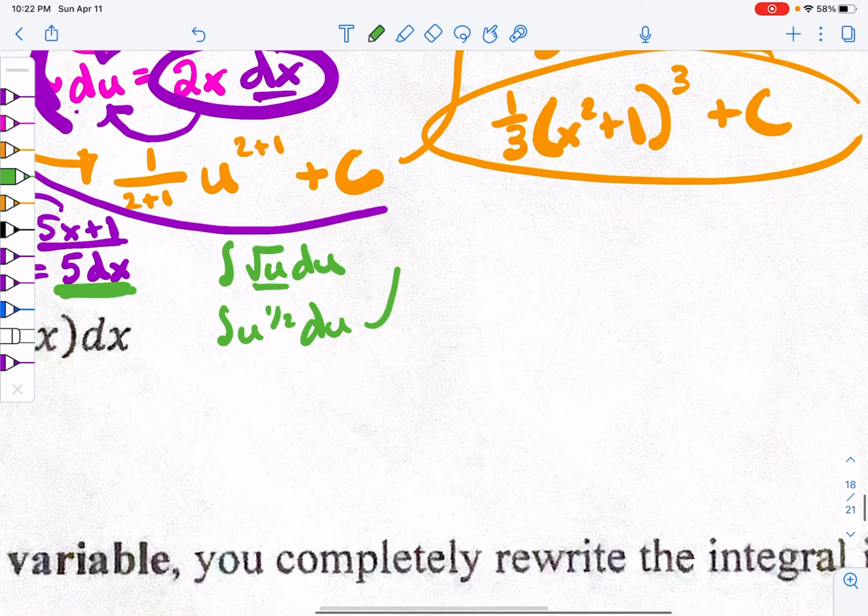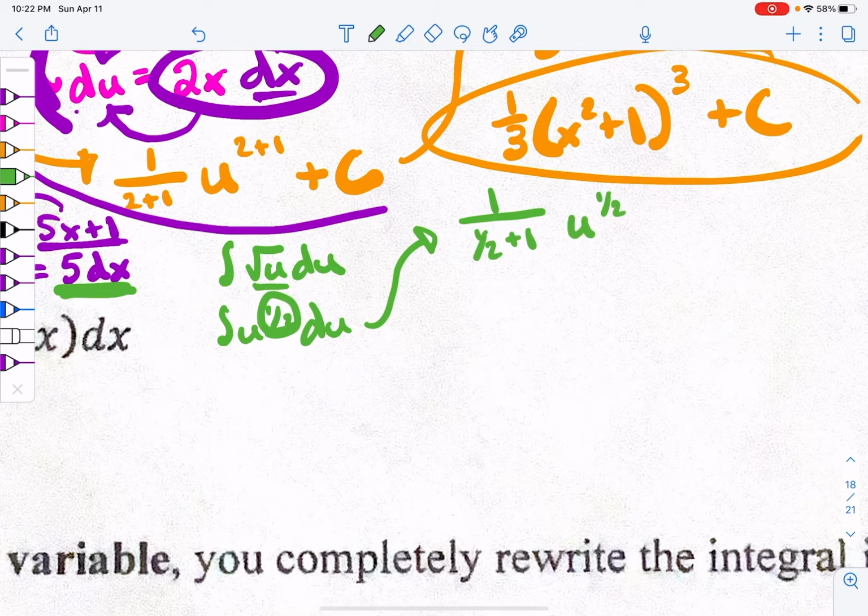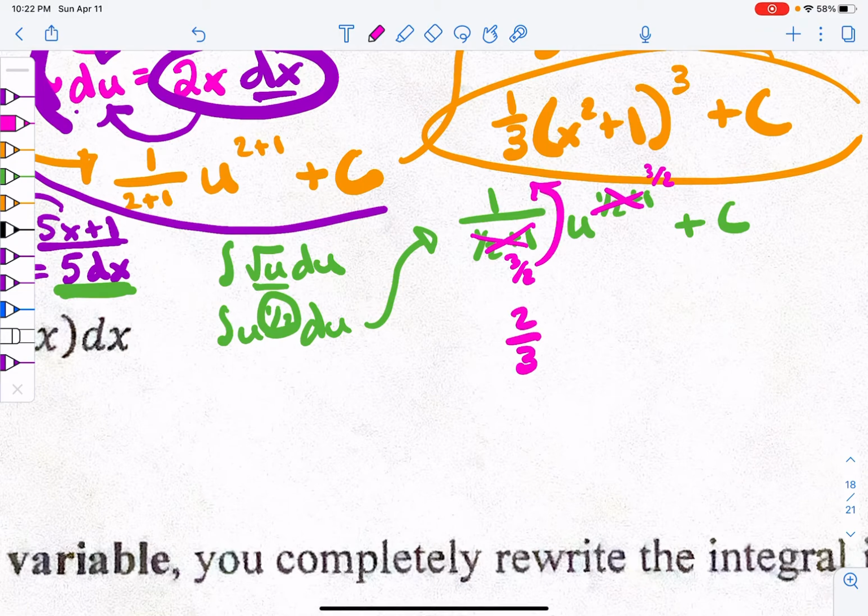And then I just simply do the 1 over n plus 1, x to the n plus 1. So I have 1 over my exponent, which is 1/2. So 1/2 plus 1, u to the 1/2 plus 1, plus c. And then I'm going to go ahead and simplify some things. So 1/2 plus 1 as a fraction is 3 over 2. So I have 1 divided by 3 over 2, which is just going to flip to the top as 2/3. Keep, flip, flip, and it becomes 2/3 u to the 3 over 2 power plus c. And now my antiderivative is done.